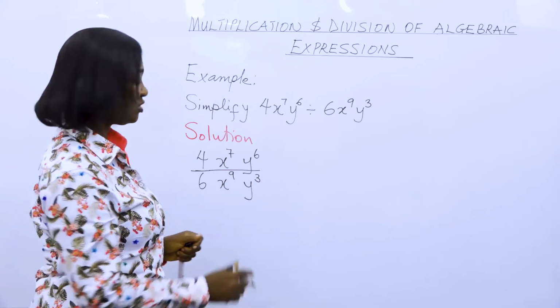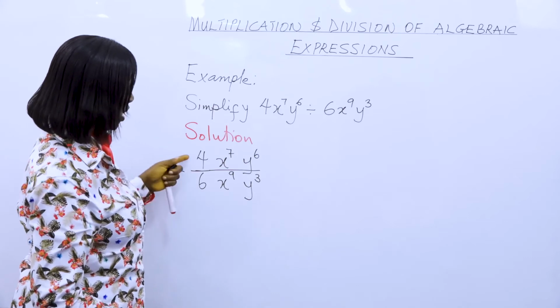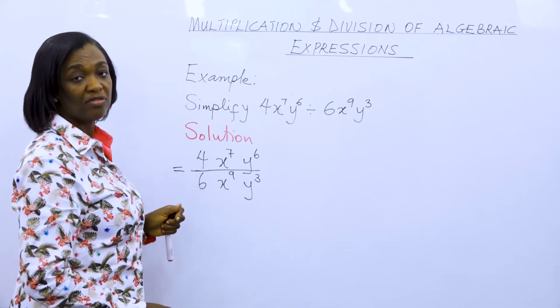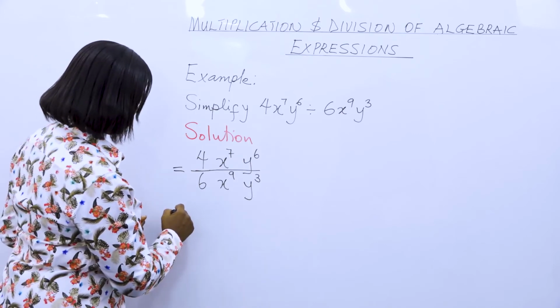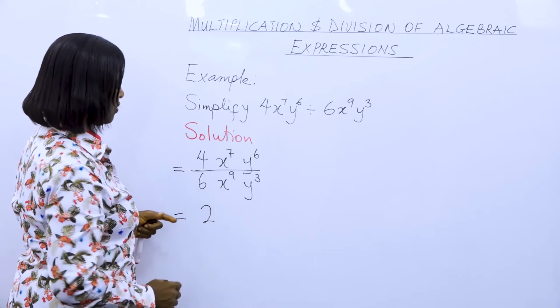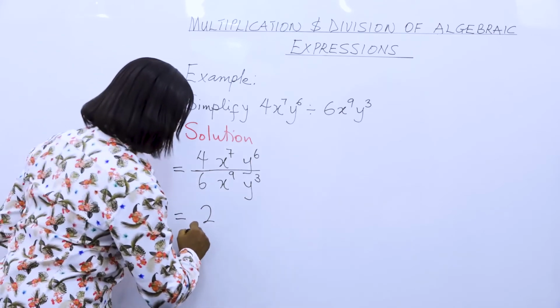Try to pay attention. So here, we're dividing 4 by 6, and 2 is a common factor. So if I divide 4 by 2, I'll have 2. And if I divide 6 by 2, I'll be left with 3.